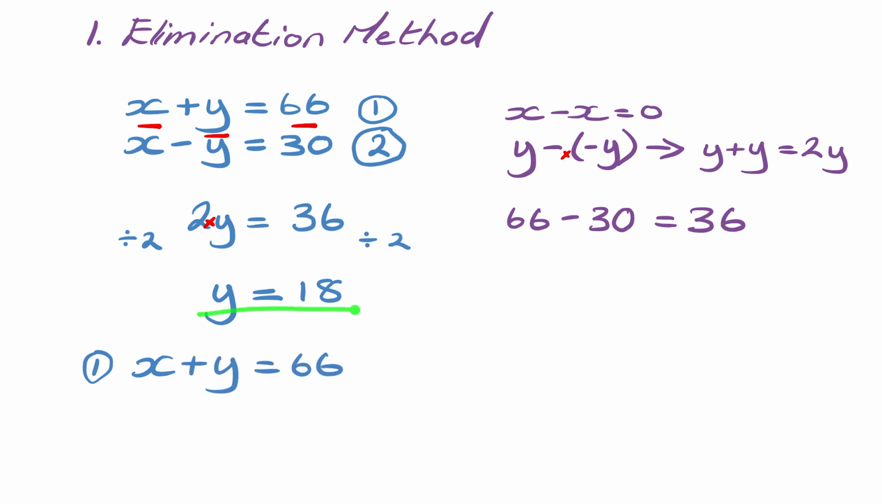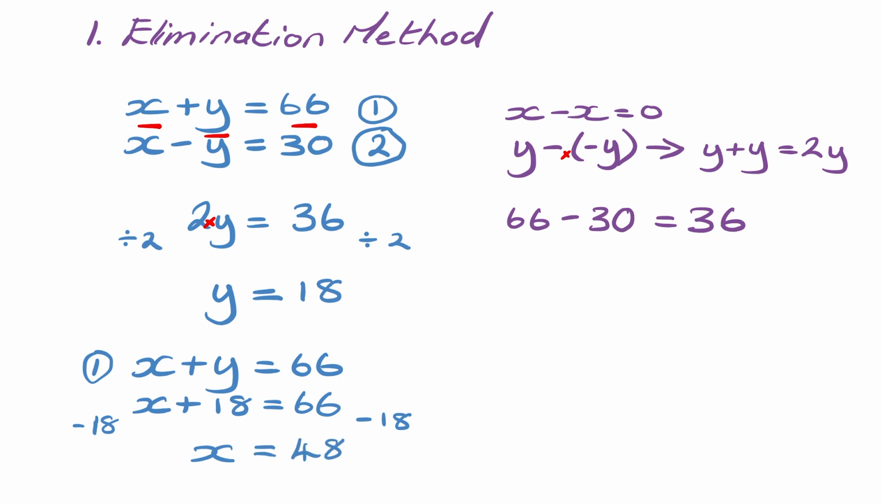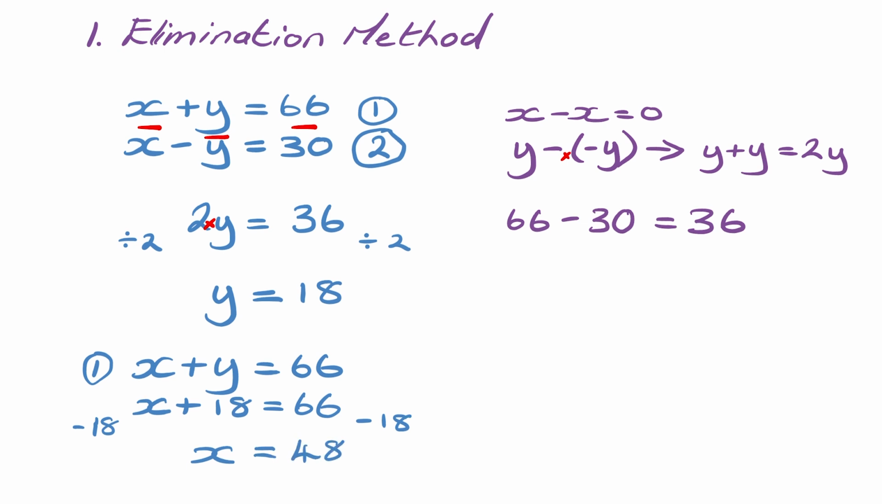I have y being 18, so wherever y is, I'm going to replace that with 18, and that's x plus 18 equals 66. And I want x on its own, so I'm going to minus the 18 from both sides, and that gives me x equals 48. And to present my answer correctly, I will write x equals 48 and y equals 18.